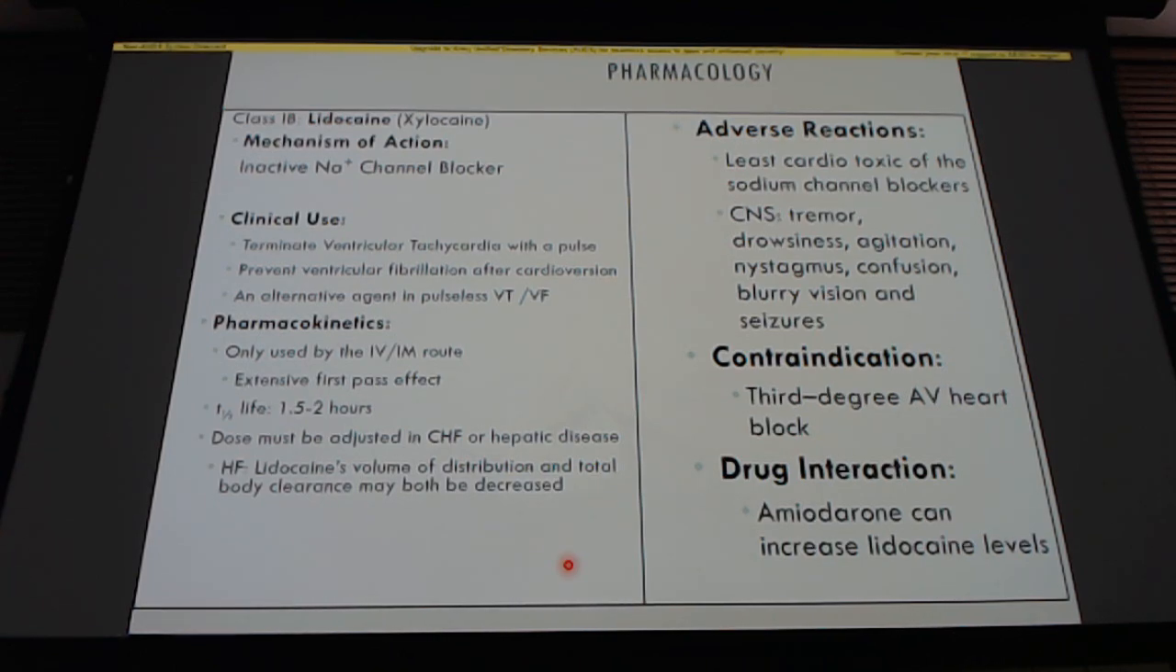Contraindication, I don't need you to remember what degree, I just need you to know that we're not using it in our patients who have heart block. Okay? Because y'all will learn all those different degrees later. And then our interactions, just making sure that you understand that if you're taking amiodarone with your lidocaine, your lidocaine levels can greatly increase while they're taking the amiodarone. Okay?